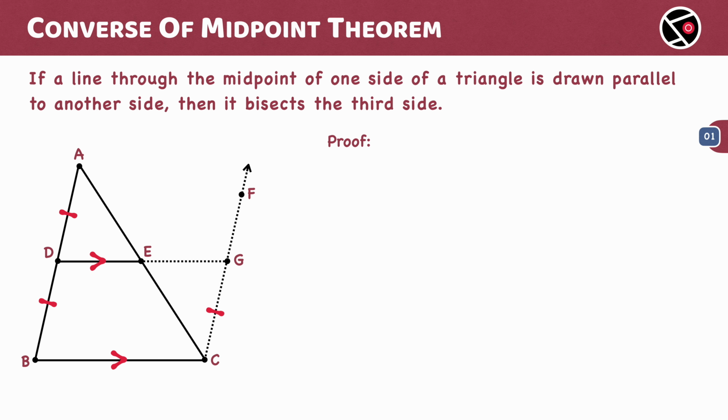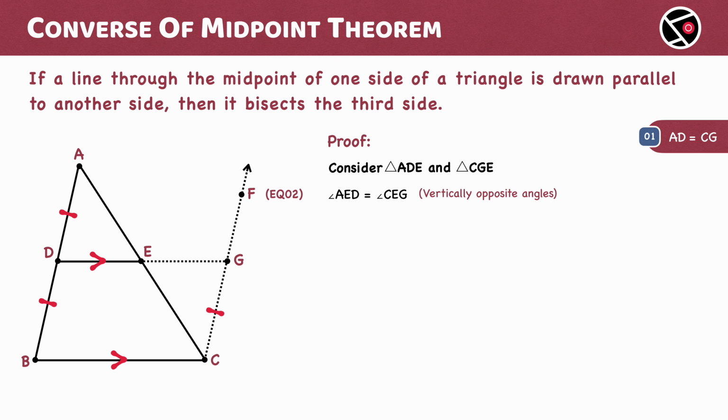Moving ahead, let's look at triangles ADE and CGE. Angle AED equals angle CEG. Vertically opposite angles are equal. This is equation number 2. Now going back to equation 1, we have AD equal to CG.